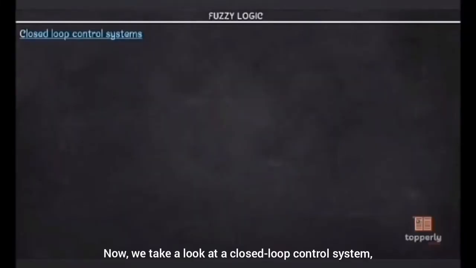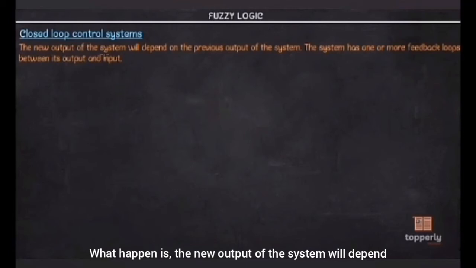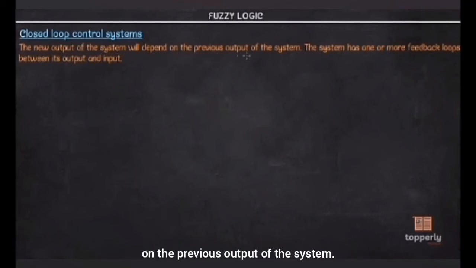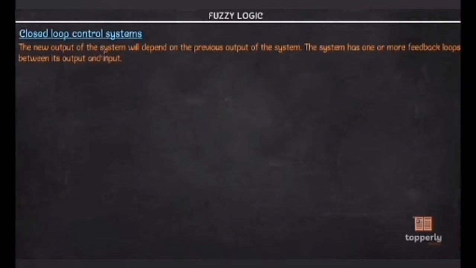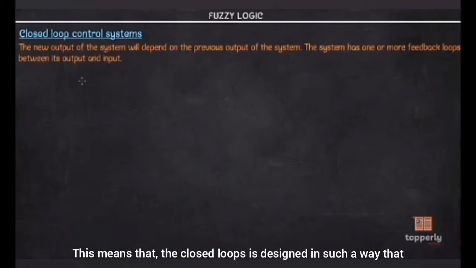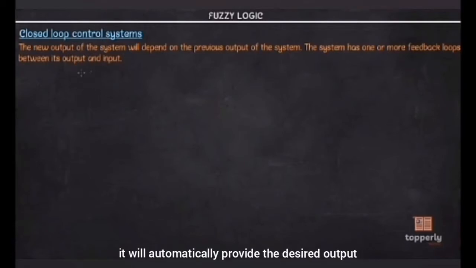Now, we take a look at a closed-loop control system, which is also called a feedback control system. What happens is the new output of the system will depend on the previous output of the system. That is, the system will have one or more feedback loops between its output and input. This means that the closed loop is designed in such a way that it will automatically provide the desired output by comparing it with the actual input.